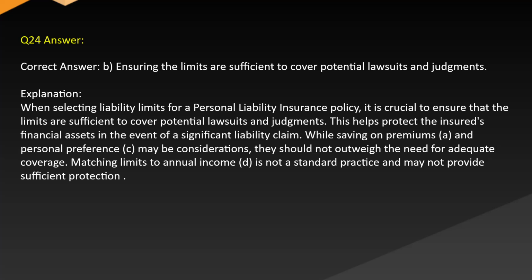Explanation. When selecting liability limits for a personal liability insurance policy, it is crucial to ensure that the limits are sufficient to cover potential lawsuits and judgments. This helps protect the insured's financial assets in the event of a significant liability claim. Option A, saving on premiums, and personal preference, C, may be considerations. They should not outweigh the need for adequate coverage. Matching limits to annual income, D, is not a standard practice and may not provide sufficient protection.